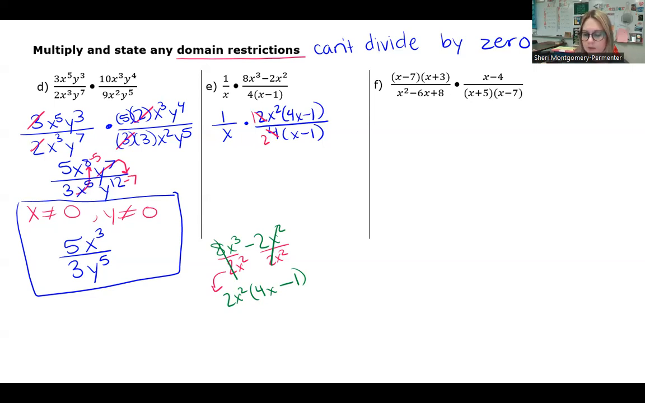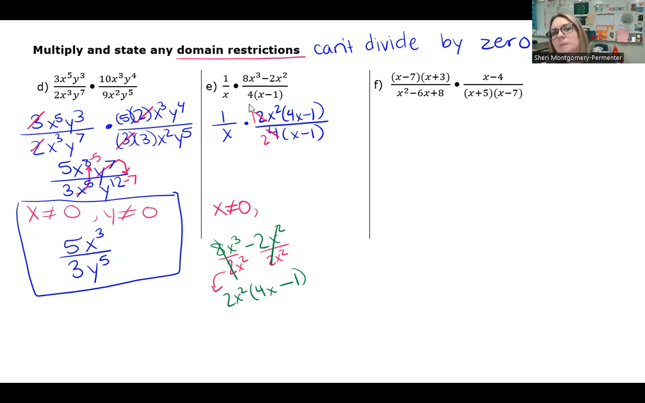All right, if I multiply straight across the top, I get 1 times x squared times 4x minus 1. Oh, I forgot to list my domain restrictions. X cannot be equal to, for this first one, what can x not be equal to? Okay, can I divide by 1? Yeah, I can divide by 1. So what can x not be equal to? Cannot be equal to 0. So x cannot be equal to 0. Anytime you have an x by itself, cannot be equal to 0.